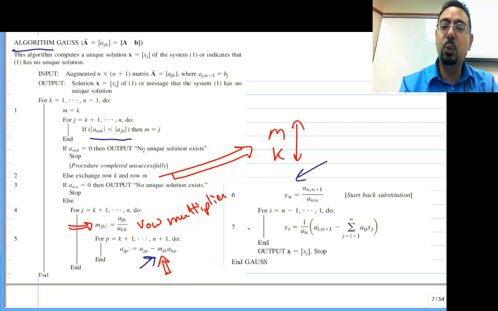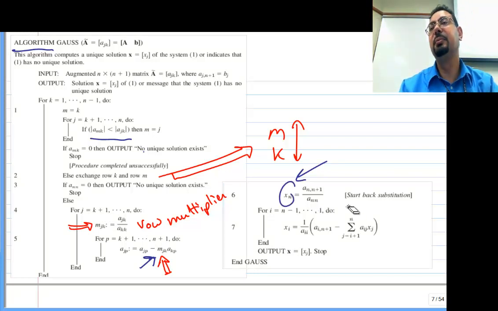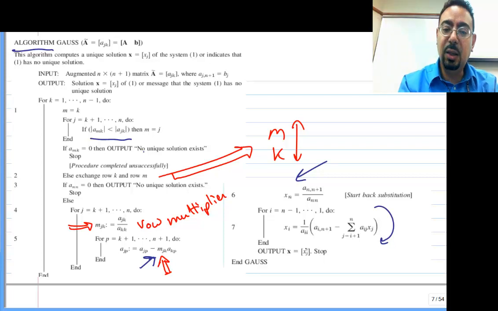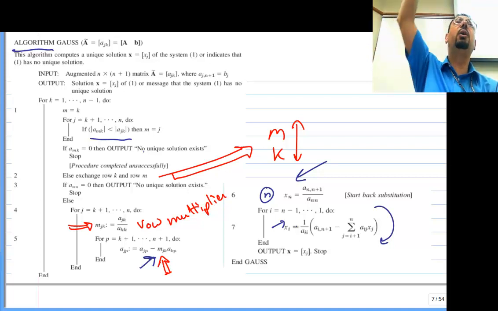He starts with the last one, xn. And after he finishes xn, he finishes the rest of them. He goes all the way up. He finishes xn here, and over here it's n minus 1, n minus 2, all the way to 1.